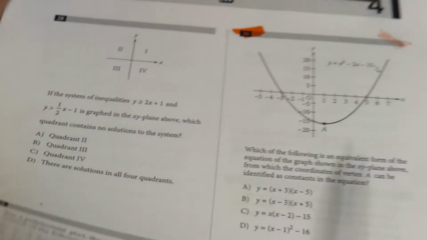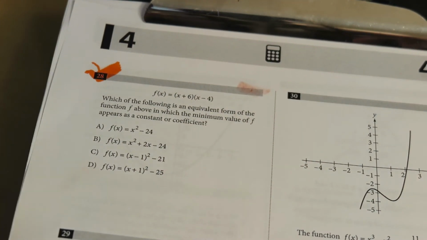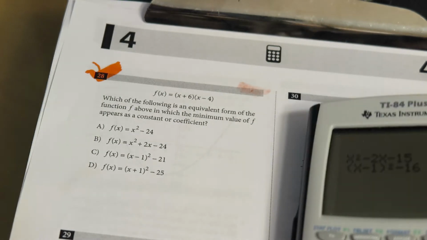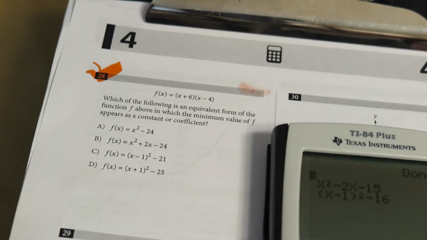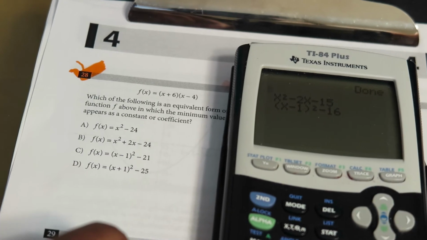Okay, here's another one from a different new SAT. Number 28 question. The last one was a number 30. So those are a little bit more challenging, but if you have this program, it's no problem.